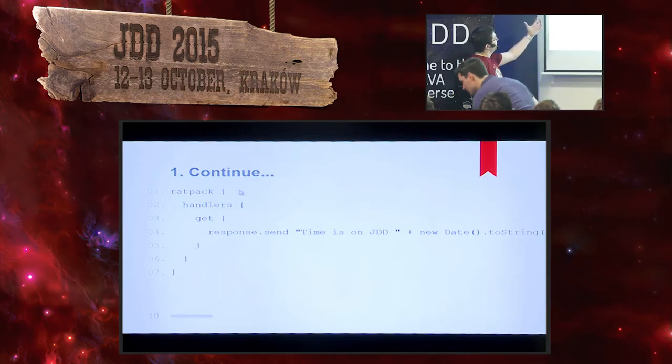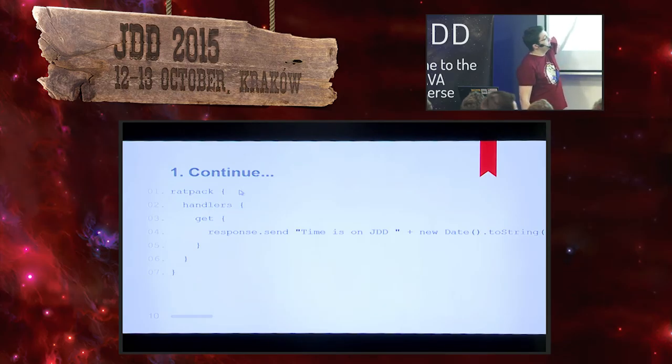The actual meat of the service is quite simple. We have a set of closures, nesting them inside each other, with Ratpack being the main one. Then we have a set of handlers, and I'll explain what handlers are. And then, as you can probably guess, we are serving the HTTP GET method on pretty much any URL sent to this server. And that's it. We respond back with some kind of response, which in this case is going to be a date and some text. So pretty easy to start. You can just write one script and run it.